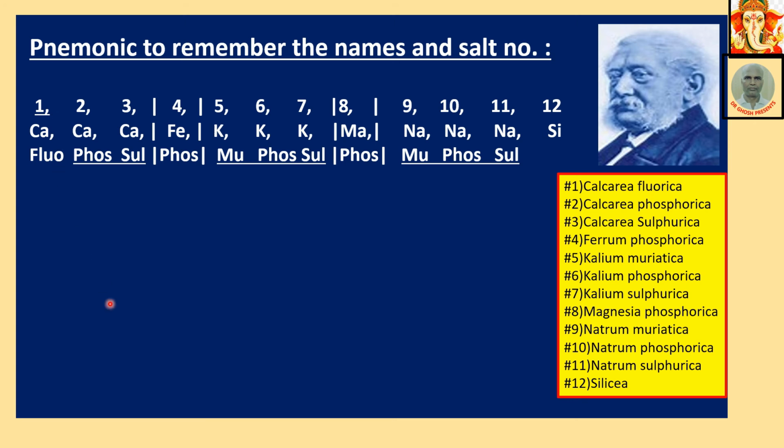Thus, you got some technique to remember things. KKK Fe, KKK Ma, Na, Si. So these are for the cationic portion, and now the anionic portion. You remember that first is calcarea fluor, last is silicea. Then fourth and eighth both are phosphorica. Then 5, 6, 7 mu phos sul, 9, 10, 11 mu phos sul. So what are the remaining 2 and 3? 2 and 3 are phos and sul because there is no mu. Calcarea muriaticum is not available anywhere. So this is not there.